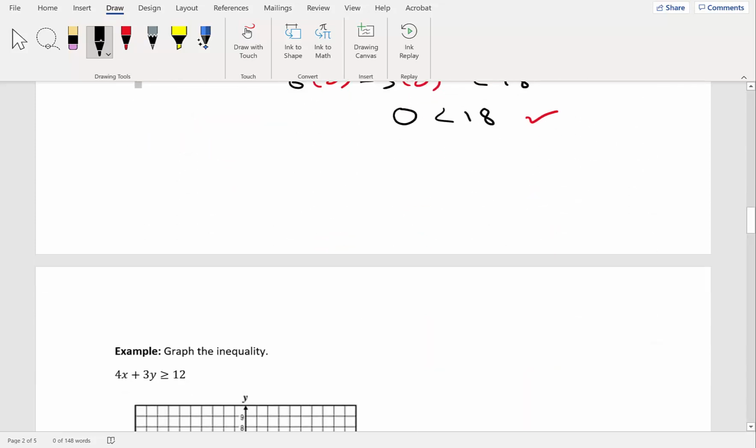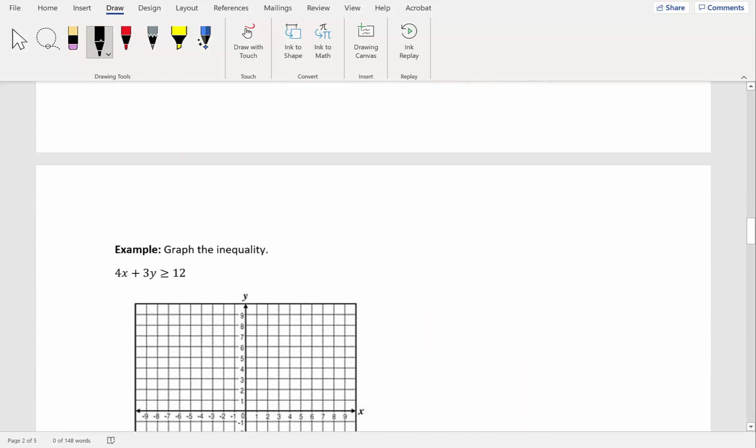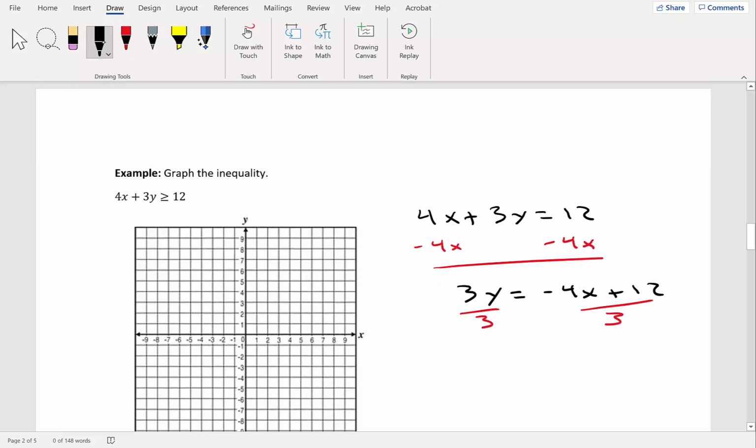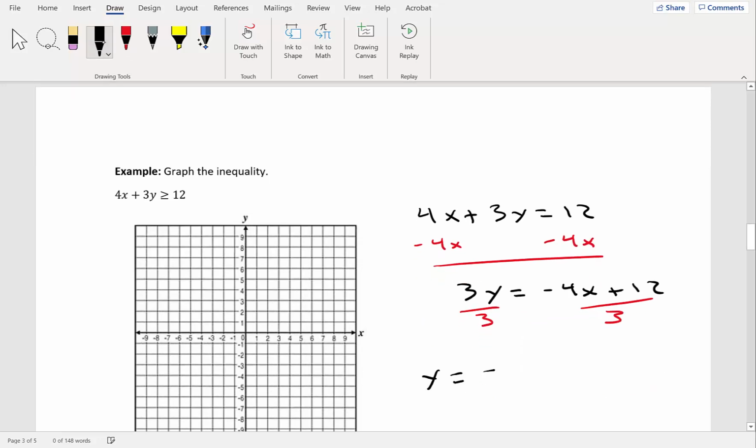Let's go ahead and take a look at another problem. So graph the inequality: we have 4x plus 3y is greater than or equal to 12. So first step, change your inequality to an equal sign. And now let's get this into slope-intercept form. So we get 3y is equal to negative 4x plus 12. Next step, to get y by itself, go ahead and divide both sides by 3. So we have y is equal to negative 4/3 x plus 4. So remember, you have to divide each one of those terms by 3.